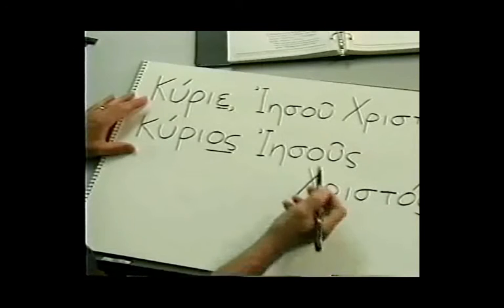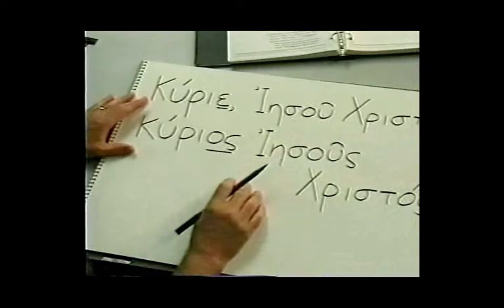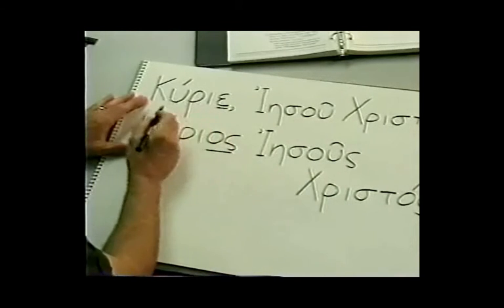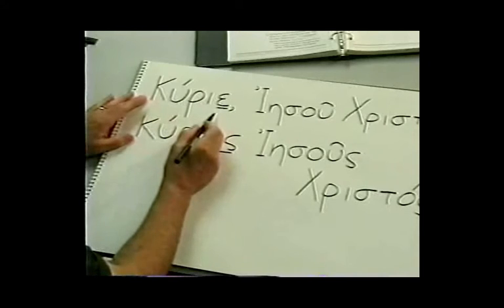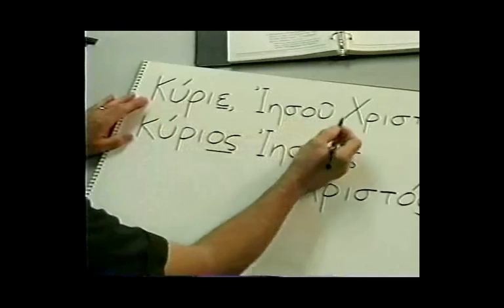Now the reason that Jesu Christe are in the vocative form is so that they can agree with the word that they are further explicating or further naming. Kyrie Jesu Christe.